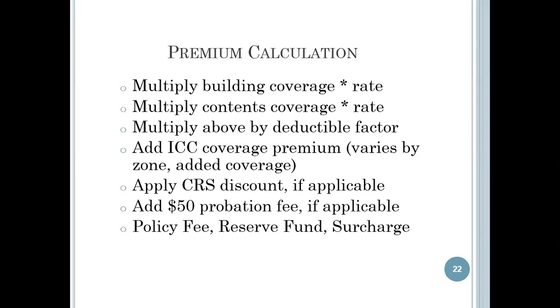If it's a community on probation, there's a $50 fee we add. The policy fee is either $25 or $50. The reserve fund was put on through the Homeowners Flood Insurance Affordability Act in 2014, and that's to help the solvency of the program. Right now it is 18% of the premium that we have calculated, and then there's the HFIAA surcharge. It's $25 for a primary residence and $250 for everybody else.